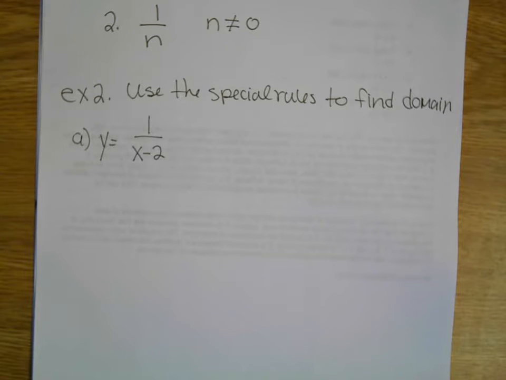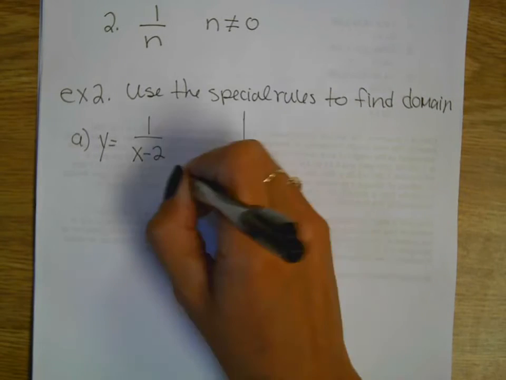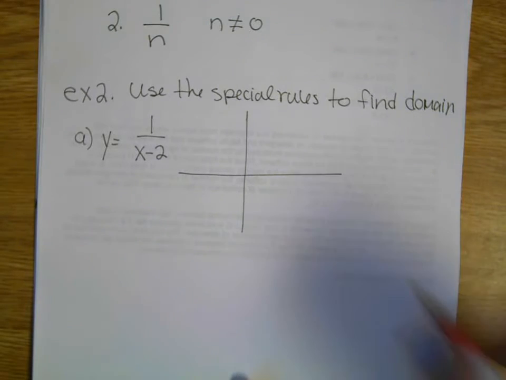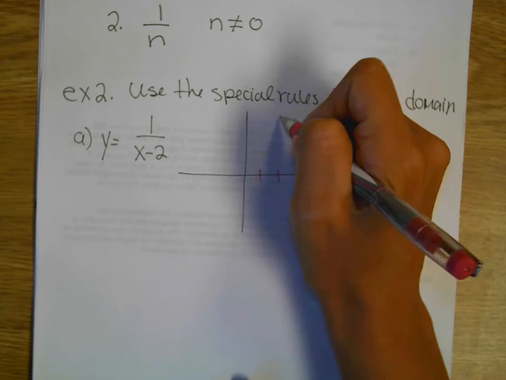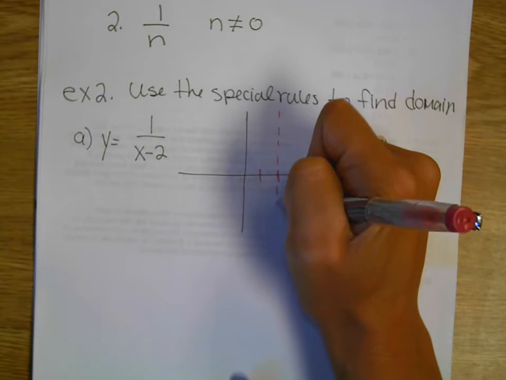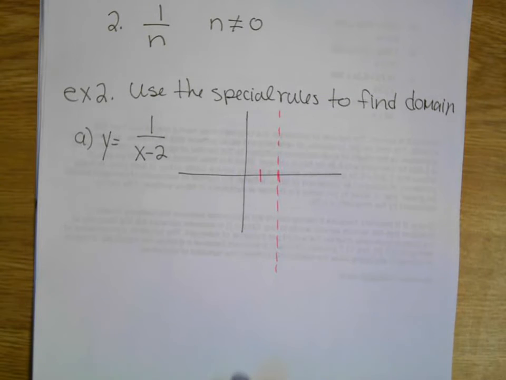Mine draws it in because it's older technology. It's kind of connecting the points even though there's nothing there. The newer ones, the operating systems, I think you just see nothing there, correct? So it all depends on what kind of calculators you have. So the graph does have that vertical asymptote. Looks like it's at 2. That's our imaginary line that the graph approaches but never touches.